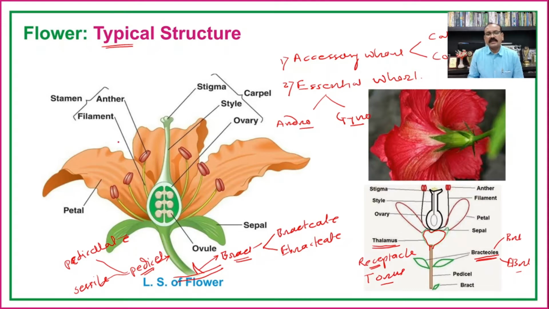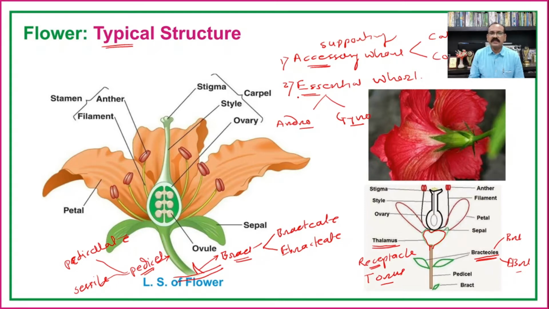The calyx and corolla are known as accessory whorl, or even supporting or supportive whorl, because it is not involved in sexual reproduction. And the androecium and gynoecium are known as essential whorl because they are involved in the process of sexual reproduction.